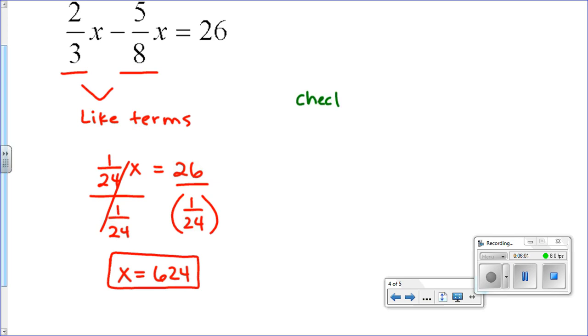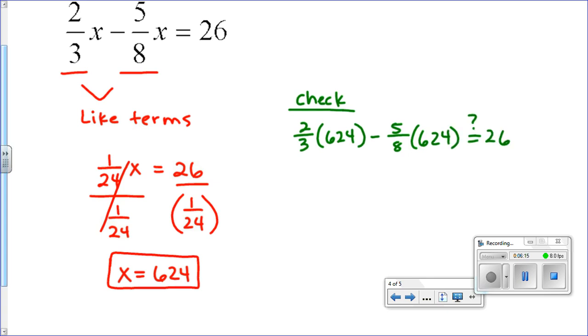If I want to check, so I'm going to type this whole left side in together in the calculator. And I do get 26. You're just less likely to make mistakes if you do all of this in just one step in your calculator.